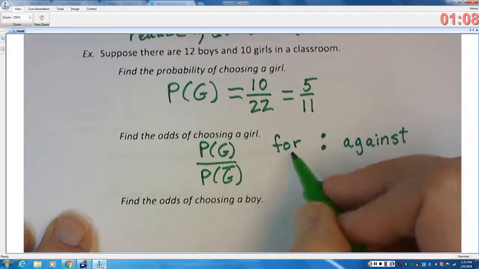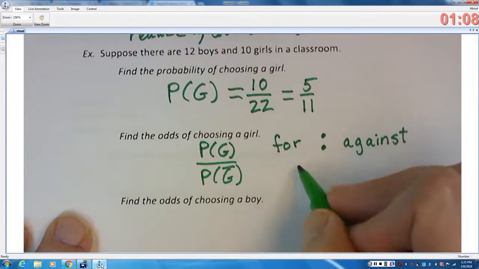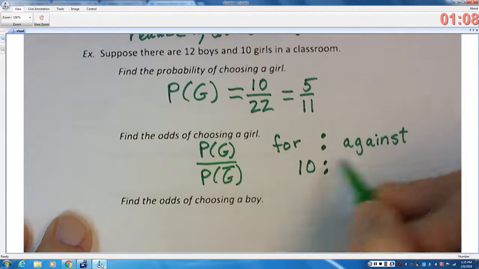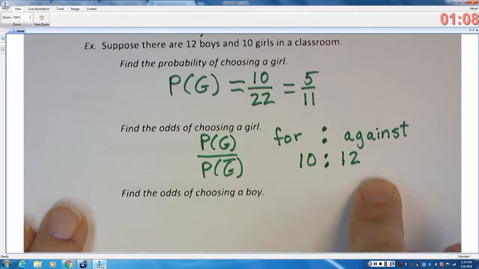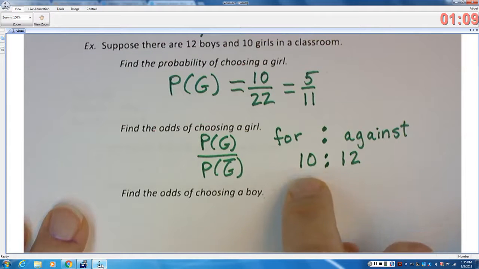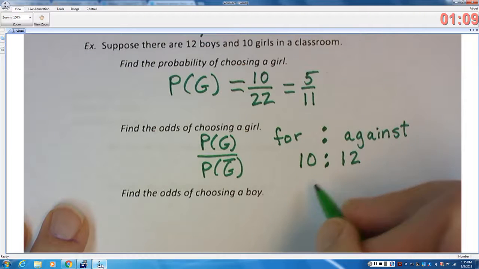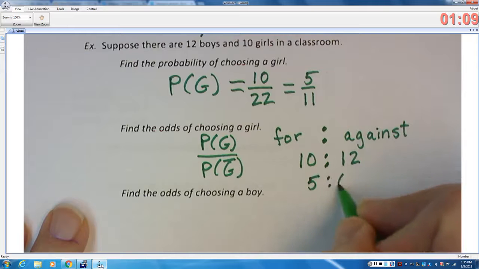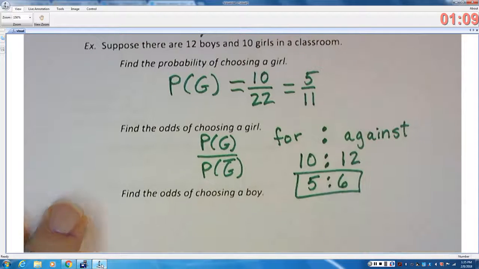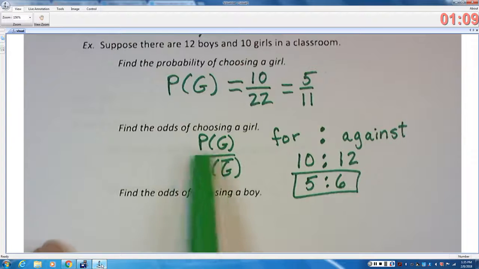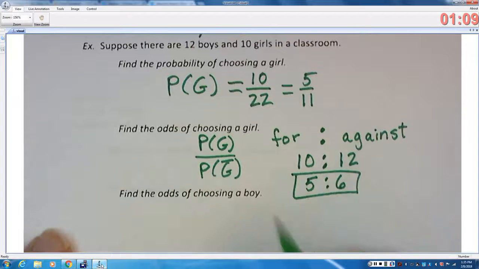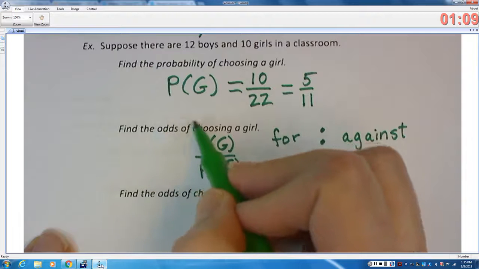So how many girls are in the classroom? 10. How many boys? 12. In favor 4 and against. And then we reduce that. You could do 10 divided by 12 in your calculator, or you can divide a 2 out of both of these. It's 5 to 6. That's your answer. So if you did it this way, it's a lot more complicated. It's 4 and against for odds in favor.